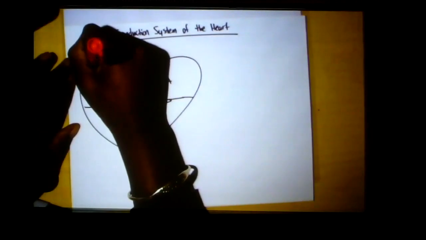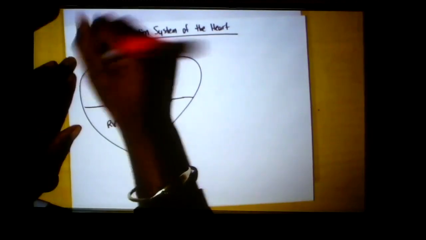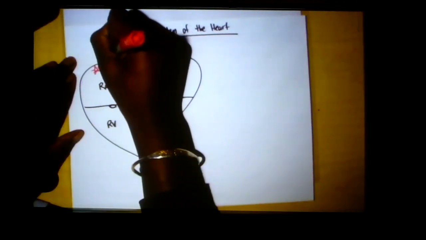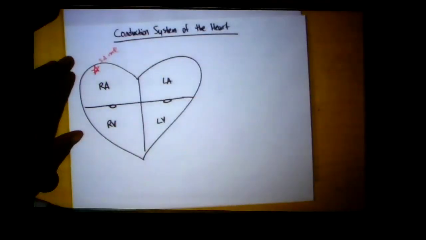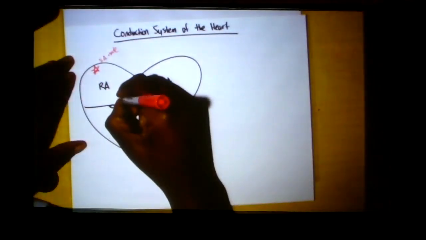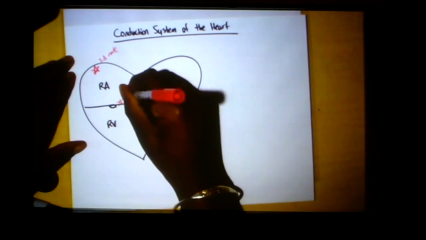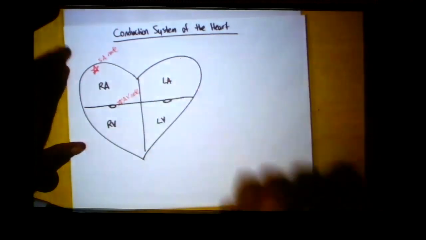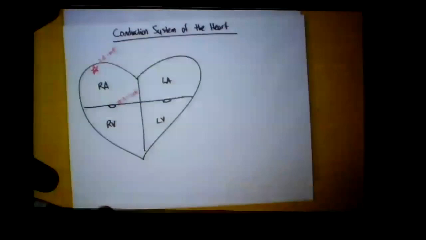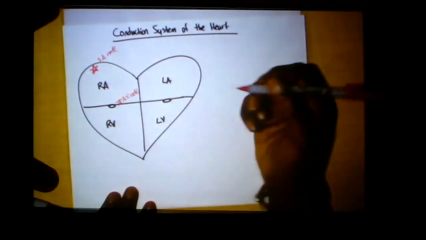So we have one cluster up here. This is called the SA node. And then we have another cluster down here, which is called the AV node. These are our 2 main pacemaker cells. We also have our conduction fibers, right?